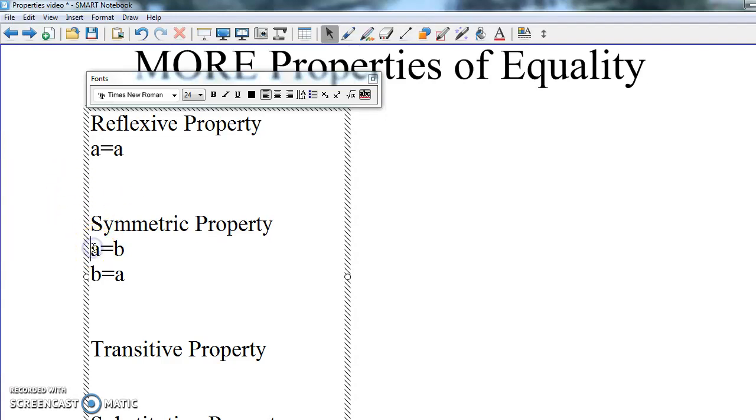So again, this A equals B should be somewhere in your proof prior to you switching. The symmetric will only do this. It will only switch it for you.